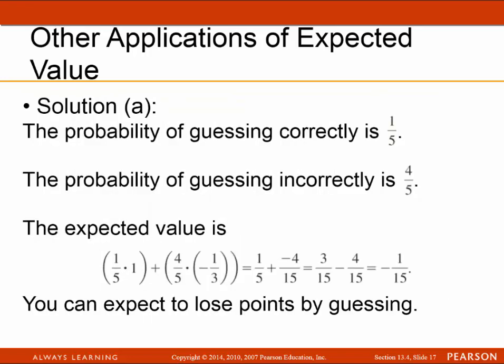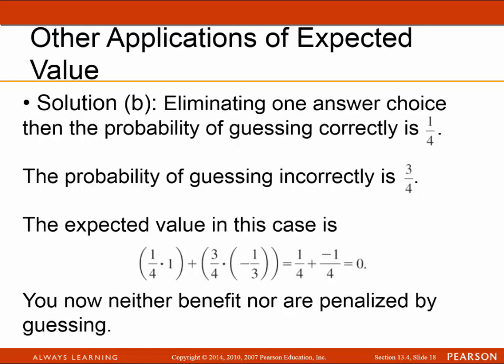So the first one, the probability of guessing correctly is 1 out of 5. The probability of guessing incorrectly is 4 out of 5. So the expected value, if you do the formula, is negative 1/15. So you actually lose points simply by guessing. Not a good thing to do if you're a student.